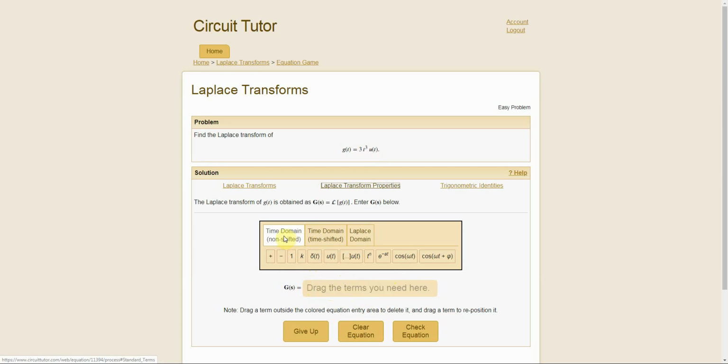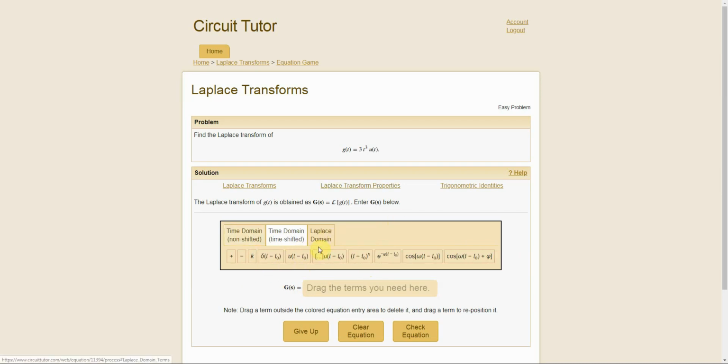This is things that are in the time domain, which are functions of t. And since we're trying to put g of s, clearly our answer is to be in the Laplace domain, or the s domain. So none of these terms will be useful and should never be used in the Laplace domain. Some of the ones that would be the same in those two domains will be reproduced on the different palettes. So you won't need this palette.